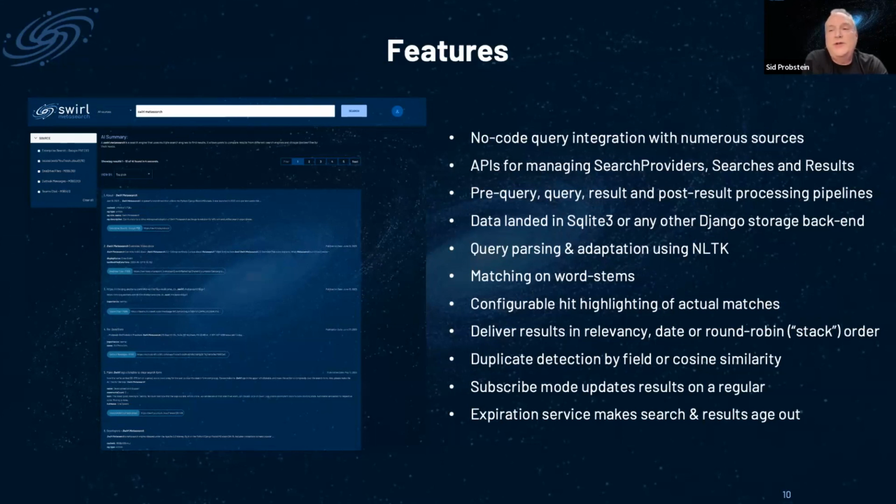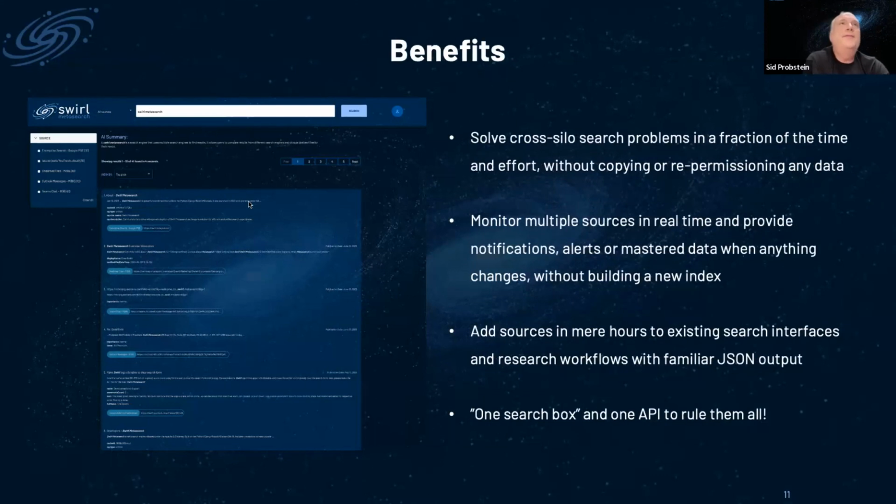And there's an expiration service in case you choose for any reason that you want your search and result objects to age out. You can even set it up so that they aren't stored at all if you want a completely locked down environment where there's no record of search. The benefits of Swirl and Metasearch generally are these. You solve cross-silo search problems in a fraction of the time and effort.